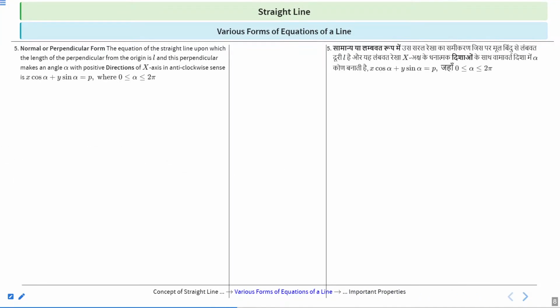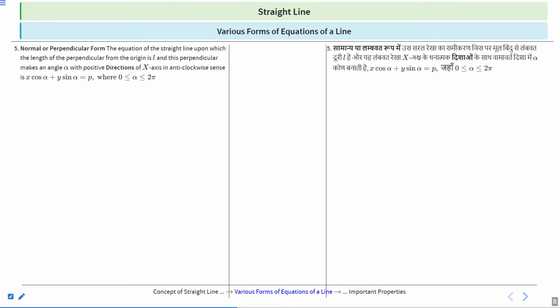Now, normal or perpendicular form. You can see in the diagram that we have a line L, which is supposed to be at a distance p from the origin and perpendicular to the given line. Therefore, the equation of the straight line upon which the length of perpendicular from the origin is p, and this perpendicular makes an angle alpha with the positive direction of x-axis, in the anti-clockwise sense.